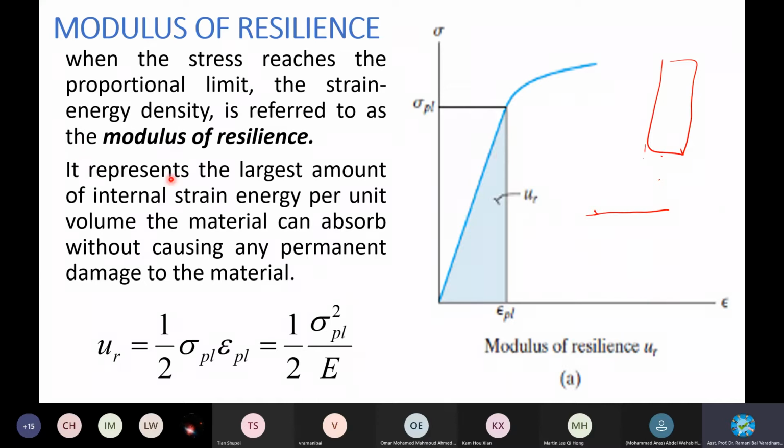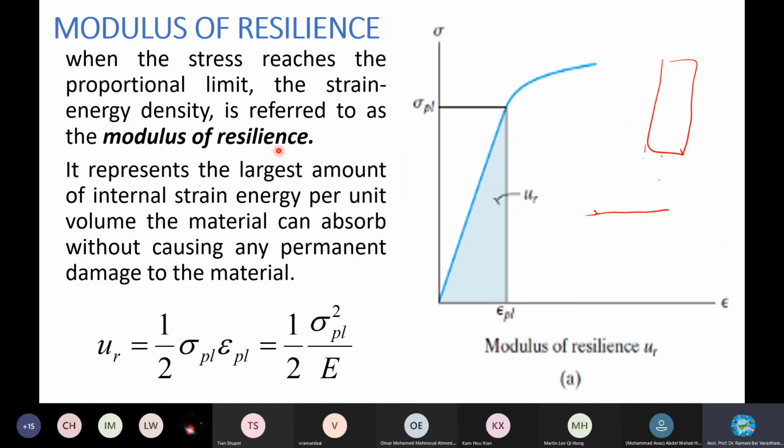And then it represents the largest amount of internal strain energy per unit volume that the material can absorb without causing any permanent damage to the material. In this region it can still come back to original, right? Even if it is a hard material, mild steel, wrought iron, plastic, polymer or any type, it can go a little bit of extension, but once the load is removed, it can come back to original. So there is no permanent yielding occurring, and thus the energy calculated from this gives you the strain energy absorbed by the body, otherwise called the modulus of resilience.